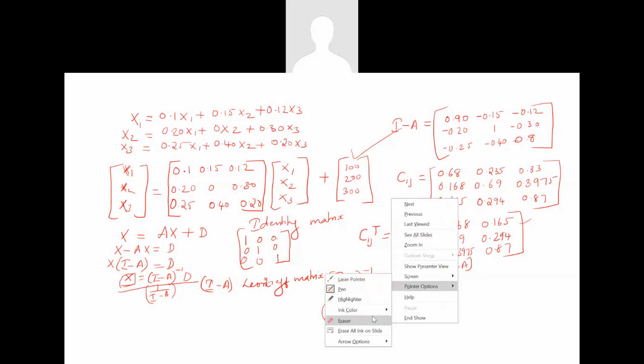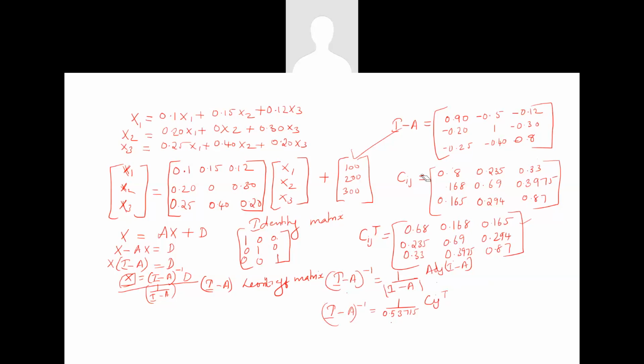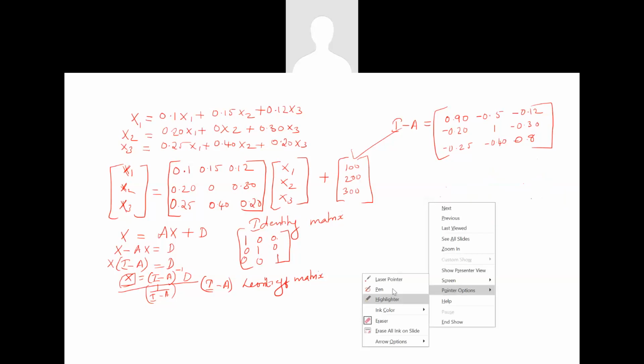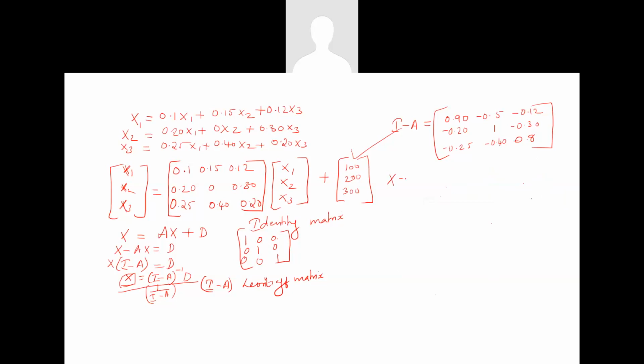Let us again erase this because we don't have sufficient space. Okay, so let us write this. Let us try to solve for X. Let us solve for X is equal to, the formula is I minus A inverse into D.